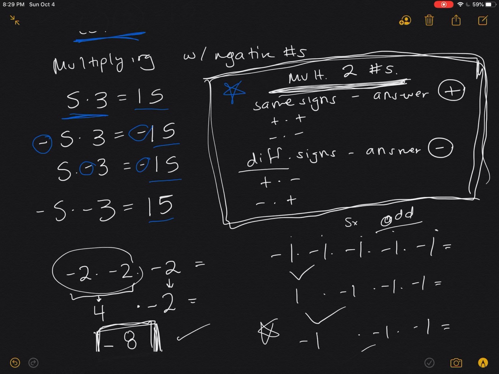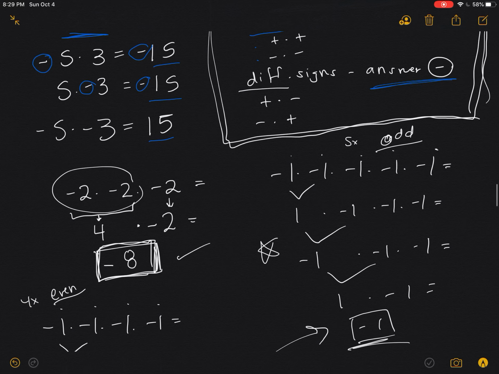So the rules for multiplying two numbers: if they have the same sign, that means if you're multiplying a positive times a positive or a negative times a negative, your answer is going to be positive. So same sign, answer is positive. If you have different signs, positive times negative, negative times positive, your answer will be negative. So same signs, answer is positive, different signs, answer is negative. But I want this to be clear, that's when you're multiplying two numbers.